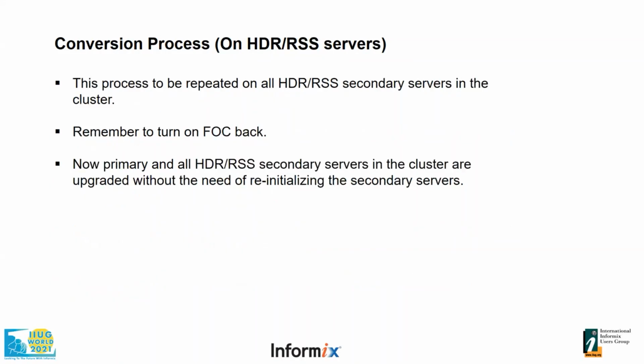Okay, so this process has to be repeated for all the secondaries in your HA cluster, all the HDR and RSS secondaries. Once all the secondaries are brought to the same version as the primary, and all the log sequencing is done, all the servers are in sync, you want to turn your FOC settings back so that you have your actual behavior as earlier, and your failover configuration is as you want it to be.